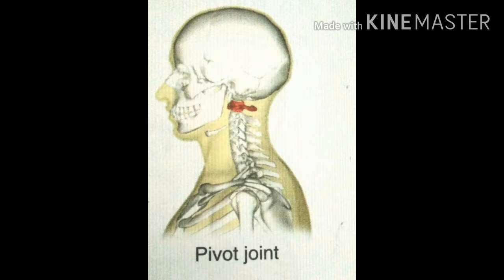The range of movement of this type of joint is circular. By this joint, we can move in a circular way, up and down and side to side. These joints are present between the bones of the skull and the backbone. It allows movement in all directions, like side to side, upward and downward.